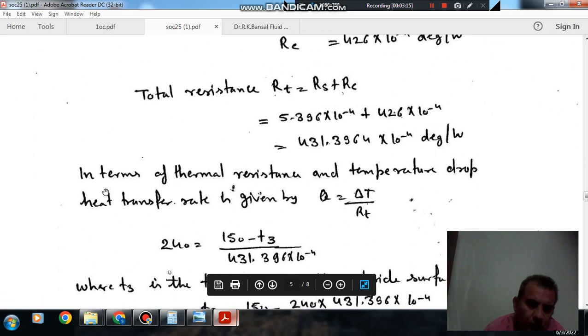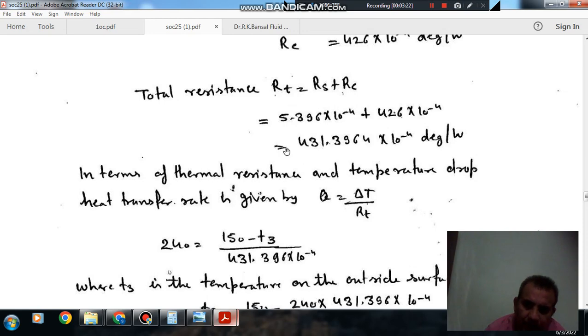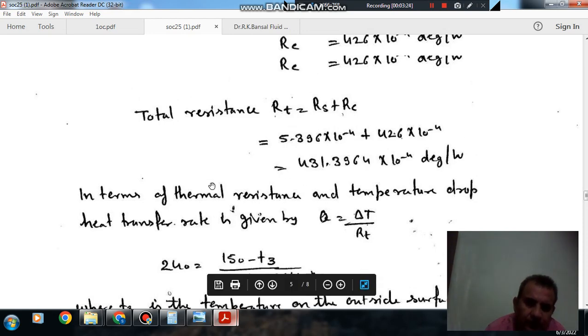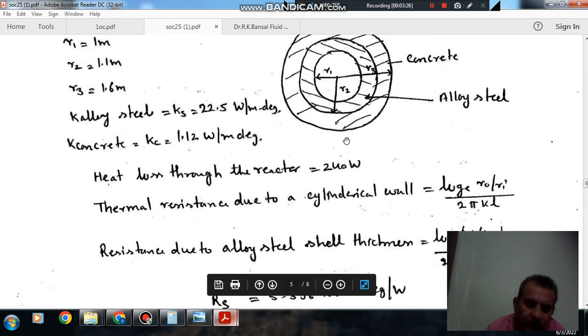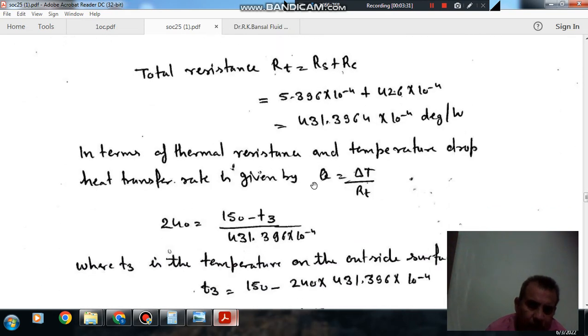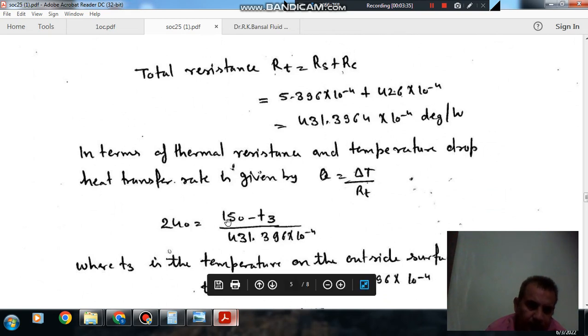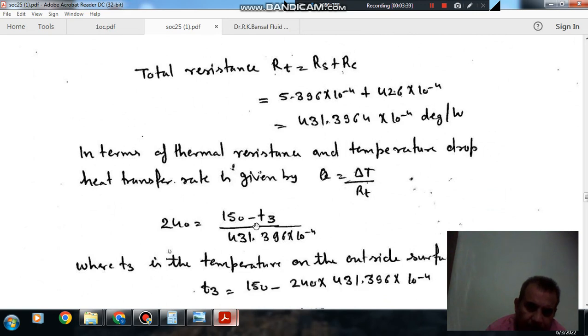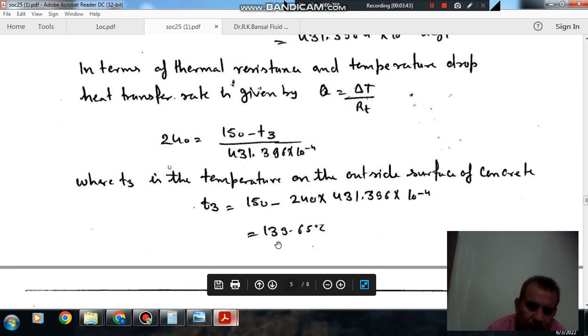So in terms of resistance and temperature drop, the heat transfer is given as Q equals delta T by R_T. R_T we have found out, and delta T is the inner temperature, given as 150, minus the outer temperature T3. The heat transfer is given as 240. So putting in 150 minus T3 divided by 431, T3 comes out as 139.65 degrees Celsius.